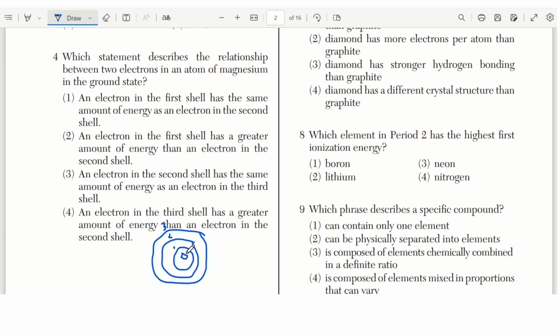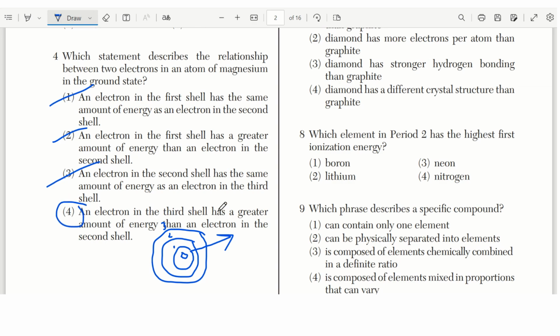When do I get more energy? The further away from the nucleus I go. So does the electron in the first shell have the same energy as the second shell? No, because the second shell is further away. Does an electron in the first shell have a greater energy than the second shell? No, because it's the second shell that's further away. An electron in the second shell has the same energy as an electron in the third shell? No, because the third shell is further away. Well, this one better be right. An electron in the third shell has a greater energy than the second shell. Yep, you bet, sure does.